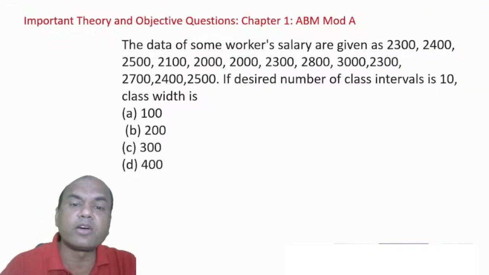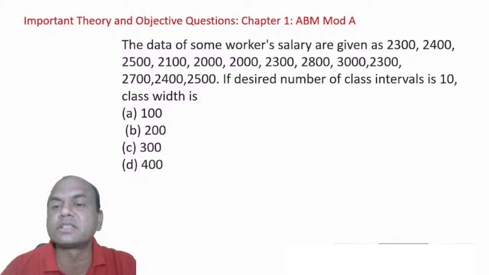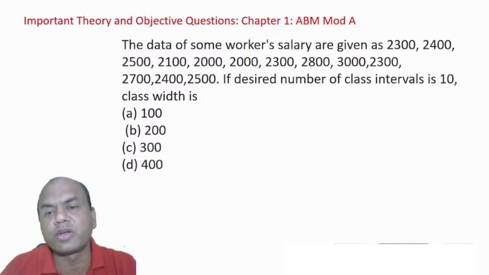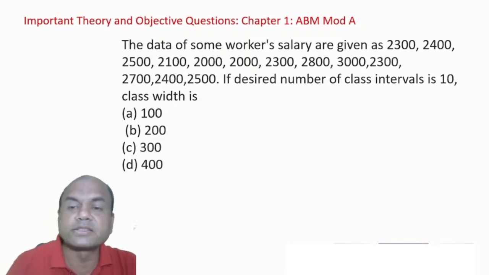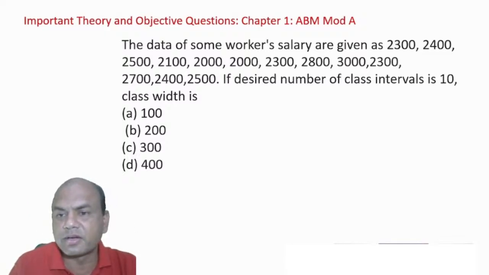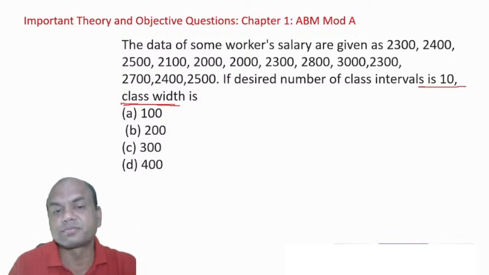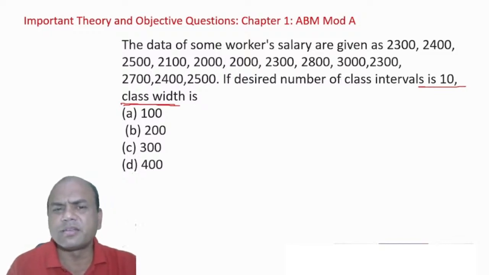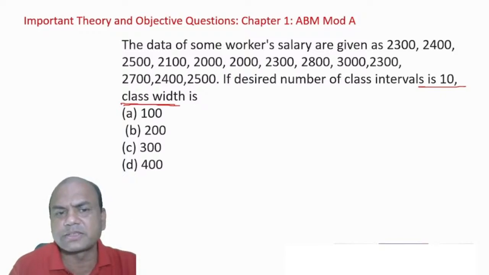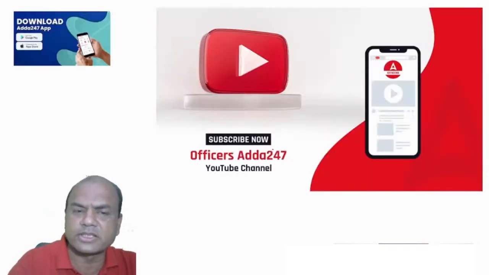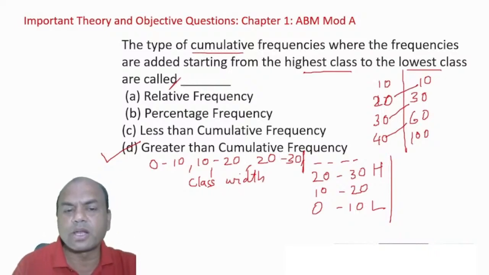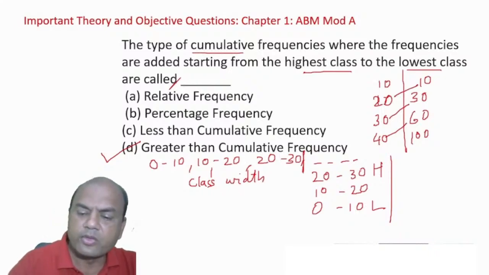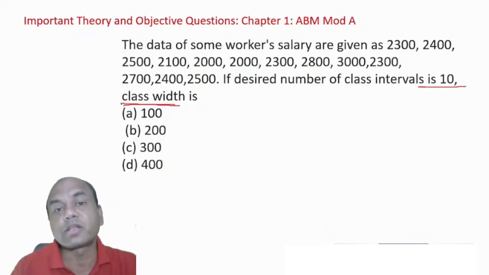The data of some workers' salary are given as this: 2300, 2400, 2500. You can read this data. If the desired number of class intervals is 10, then the class width is? Now, how to find out the class width? Firstly, remember what class width is. Suppose I divide these numbers into classes, like the example I gave you earlier: 0 to 10, 10 to 20, 20 to 30. Same class width you have to find over here.